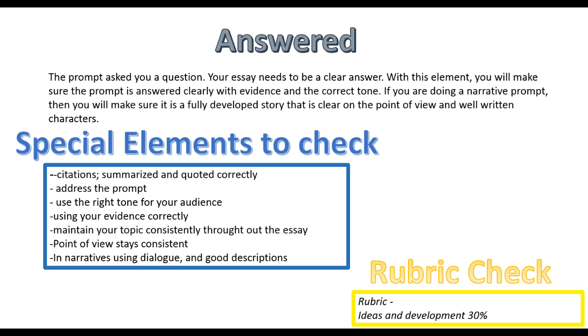Did our point of view stay consistent? Did we say I, and then she? Or did we stay with our point of view throughout? And in a narrative, did we use dialogue? And did we use good descriptions? On the rubric check, when we look for Answer, we're going to be working for our ideas and development, which is 30% of your grade on an essay.